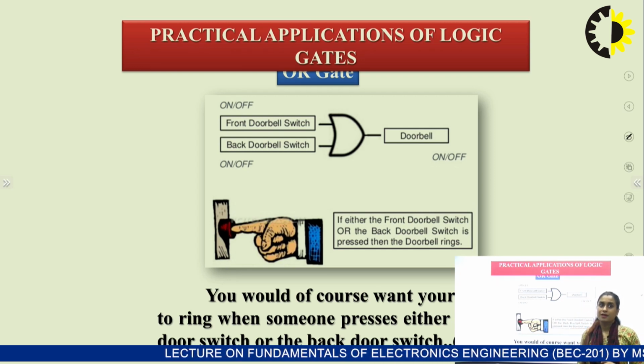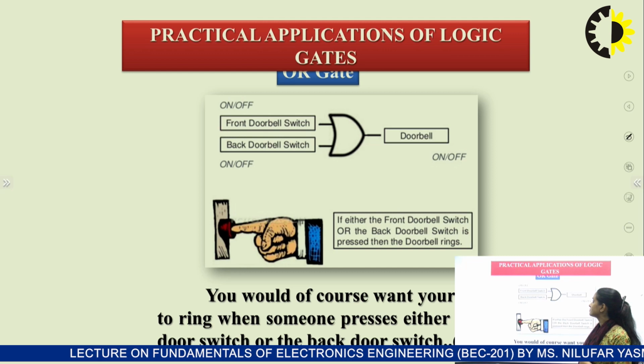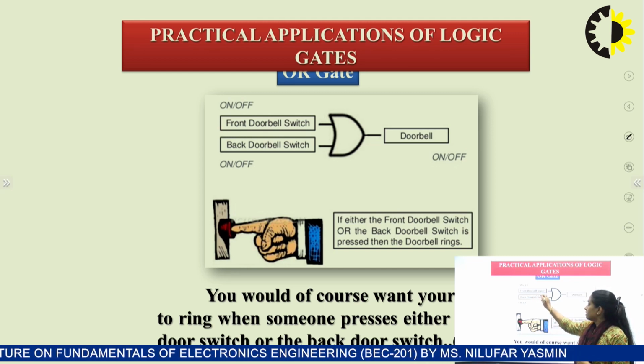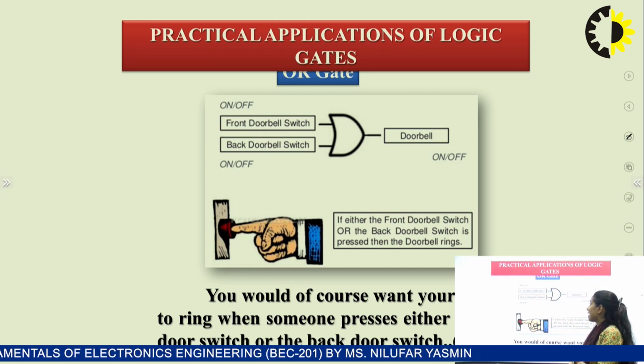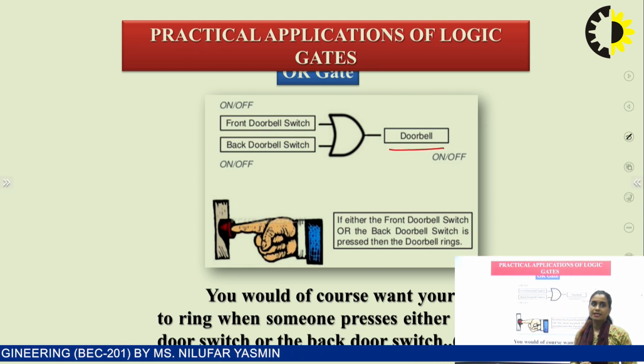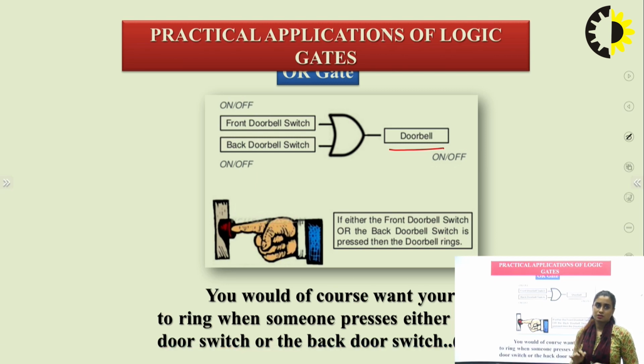If I talk about the practical applications of logic gates, front doorbell switch, back doorbell switch. In presence of either of these two conditions, the doorbell should be ringing, right? Either I press the front doorbell or the back doorbell, right? So this is where we can use OR gates. You would of course want your doorbell to ring when someone presses either the front door switch or the back door switch, right?